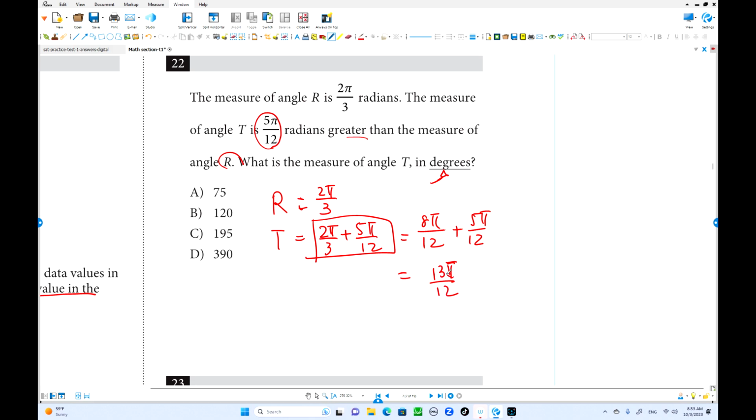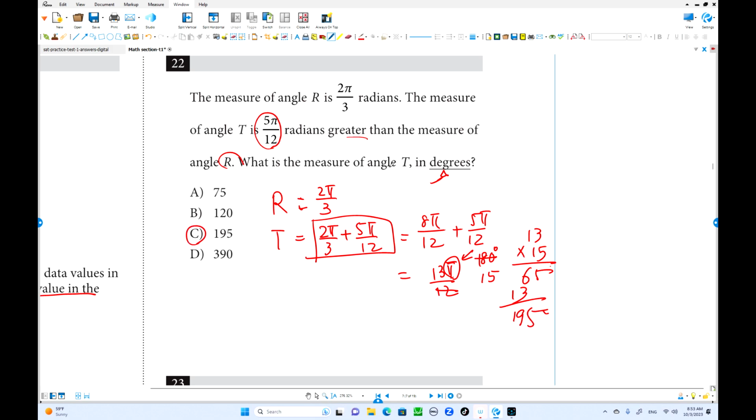Okay, in degrees, you can use substitution, right? Because we have a pi there. Pi is 180 degrees, right? So 180 degrees divided by 12 is what? 15. So 13 times 15. Okay, 195. That's the answer, okay?